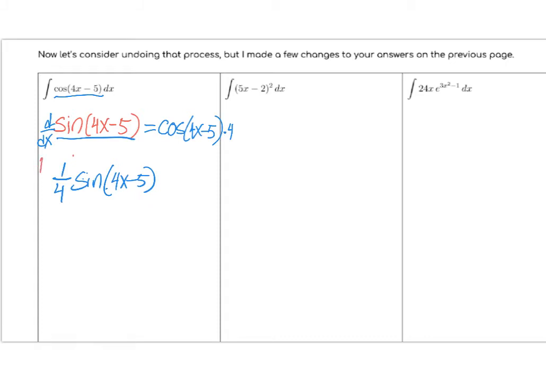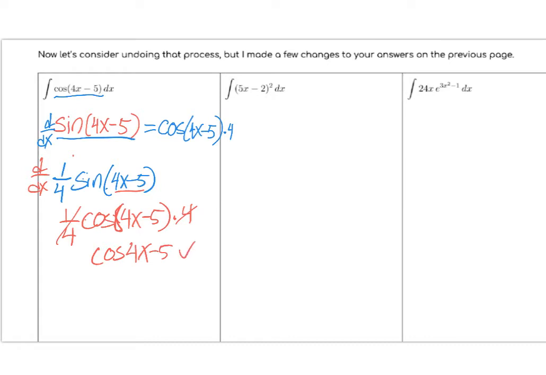And when I try to take the derivative of that, I get 1/4 cosine of 4x minus 5. And then the derivative of the inside is times 4. My 1/4 and 4 cancel out, which gives me cosine of 4x minus 5.